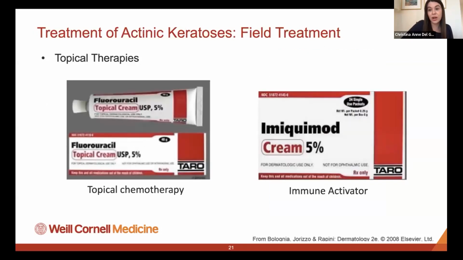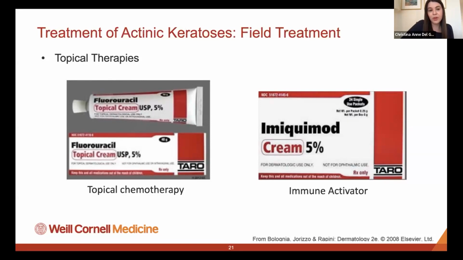So I'll talk about two topical therapies that we use pretty commonly. One of them is called 5-fluorouracil, or Efudex is the brand name. And this one is a topical chemotherapy. So it goes after those rapidly dividing precancerous and cancerous cells. And then the other is imiquimod. The brand name is Aldara often. And this is an immune activator. So what this does is it activates your local immune system in the skin to go after those precancerous cells and try to destroy them.